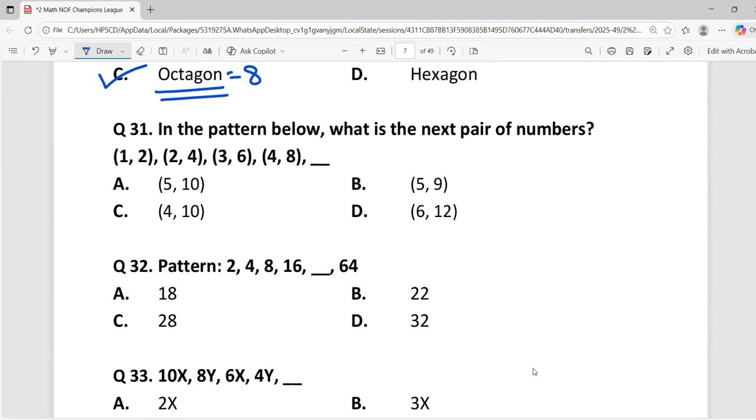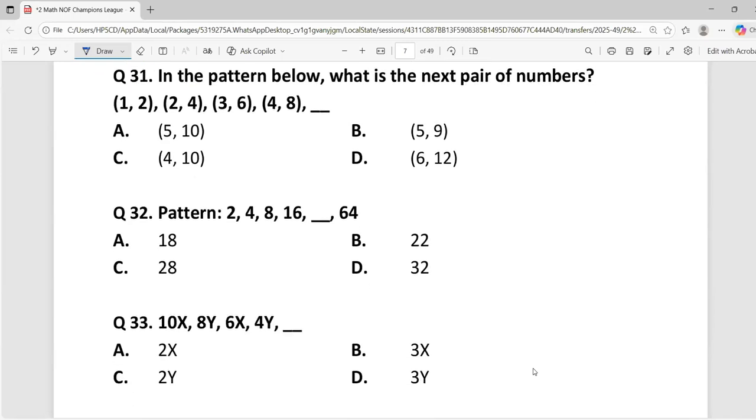Okay, next one. In the pattern below, what is the next pair of numbers? See here, the first is 1, 2. Next is 2, and we have skipped 1: 2 twos are 4. Then it is 3: 3 twos are 6. It is a multiple of 2. Now 4: 4 twos are 8. The first number is in sequence 1, 2, 3, 4, so next will be 5. And 5 twos are 10, because we are taking multiples of 2. So 5 and 10. Where is it? A. So the 31st answer is A.